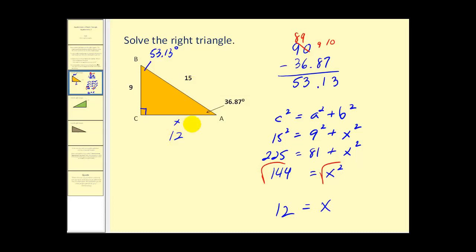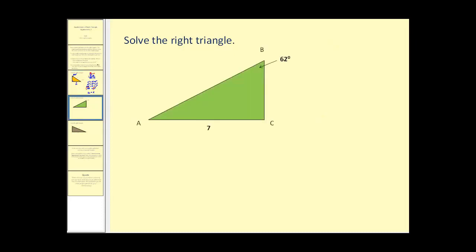Let's go ahead and try another. We have a right triangle, so these two angles are complementary. So 90 minus 62 would give us angle A. That would be 28 degrees. Notice on this triangle we only have the length of one side, so we can use trigonometry to determine one of the two other sides. Let's go ahead and try to find the hypotenuse first.